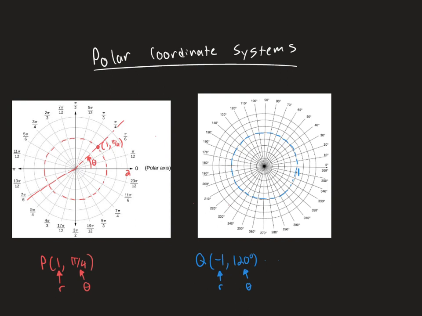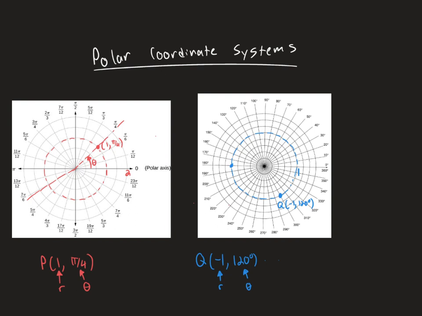Since the r is negative, though, we would come over here first. If the r was positive 1, we would go over here. But since the r is negative, we come here, and then we go 120 degrees. So 180 plus 120 is 300. So we would end up right there. So this is the point Q, (-1, 120 degrees).